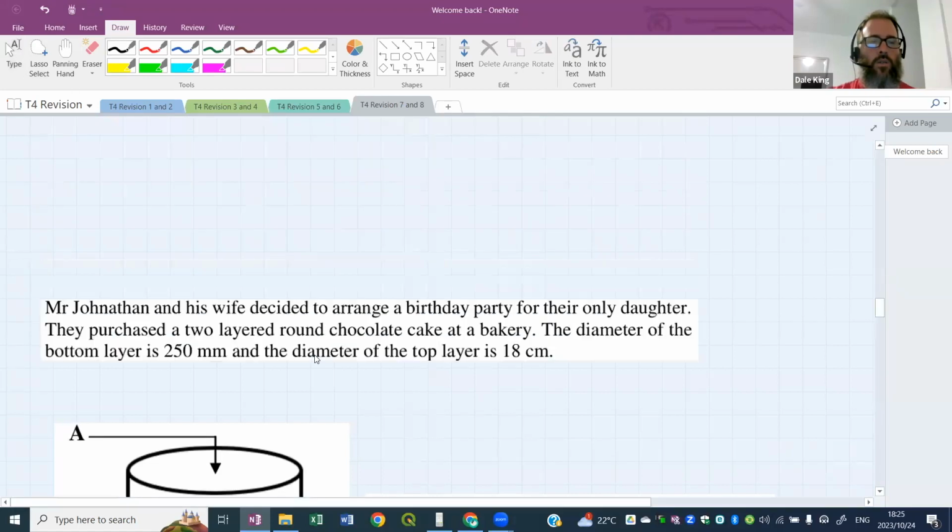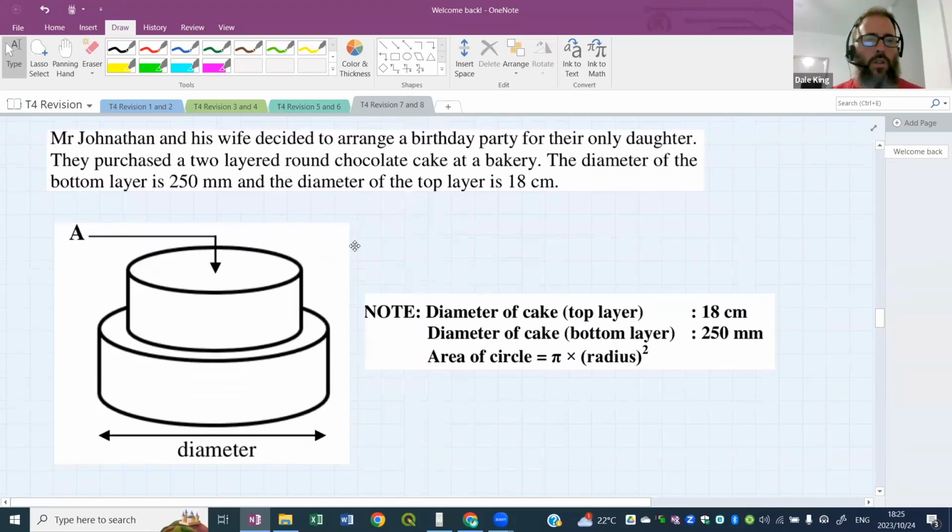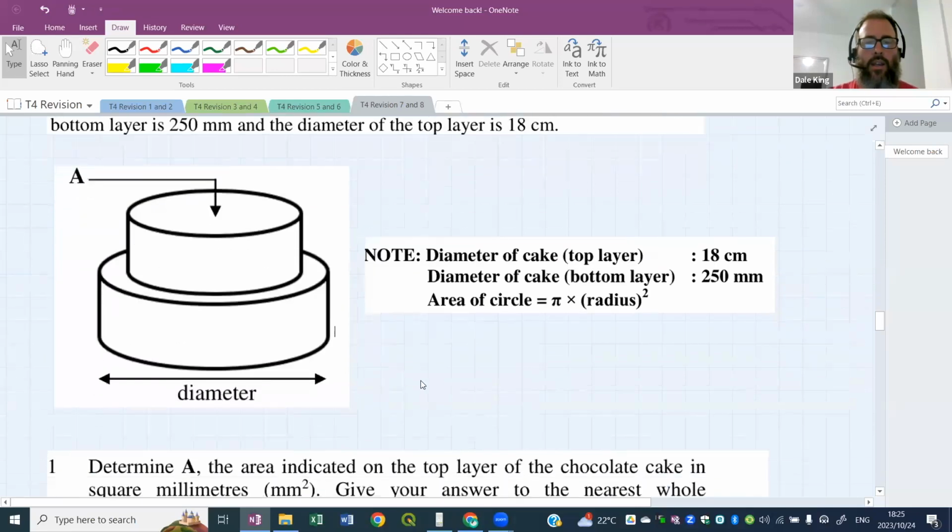So here is the contextual text. Mr. Jonathan and his wife decided to arrange a birthday party for their only daughter. They purchased a 2-layered round chocolate cake at a bakery. The diameter of the bottom layer is 250 millimeters and the diameter of the top layer is 18 centimeters. All right, so we have all this information here on the right-hand side. Diameter of top layer 18, diameter of bottom layer 250 mils. They also give us the area of a circle formula there. So that's the scenario. Two cylinders on top of each other to make a 2-layered cake. Let's see what the question is.